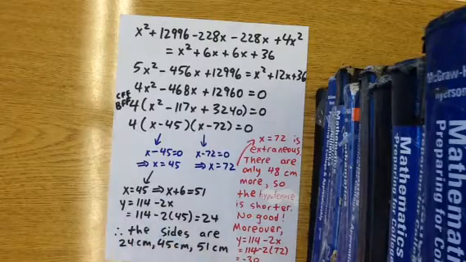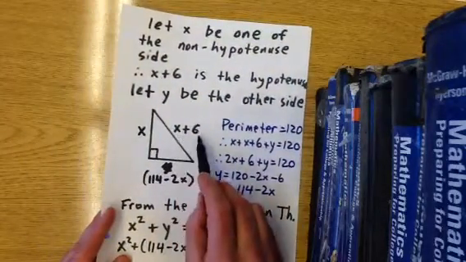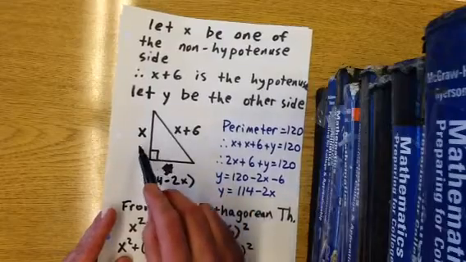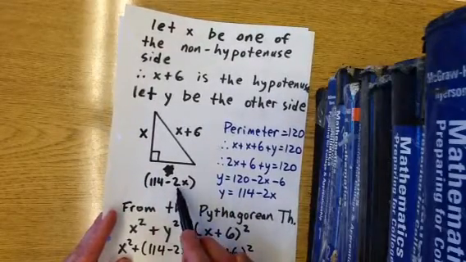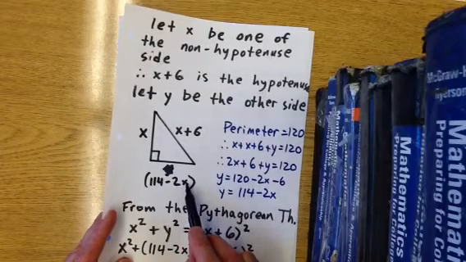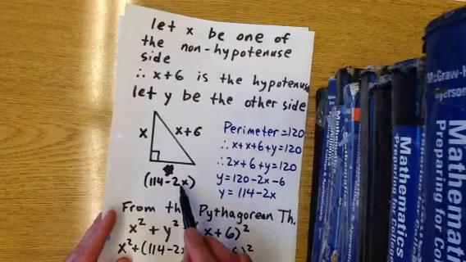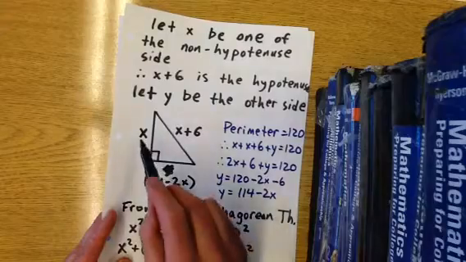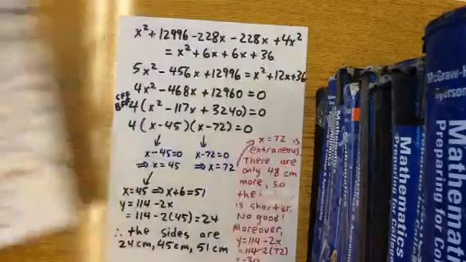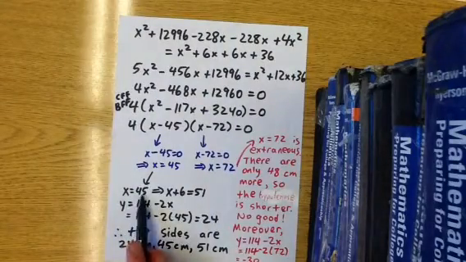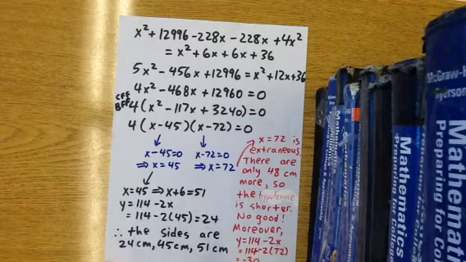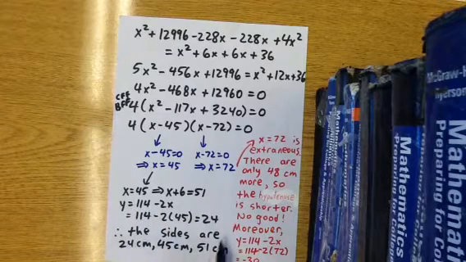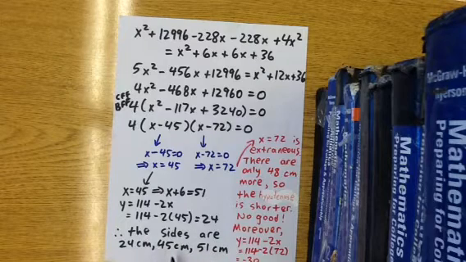If x equals 45, then x plus 6 is 51. We have a 45 and a 51. And if x equals 45, 2 times 45 down here is 90, 114 minus 90 is 24. So we have 45, 51, and 24, and that's valid. So if x equals 45, x plus 6 is 51, and 114 minus 2x is 24, and we can say the side lengths are 24 centimeters, 45 centimeters, and 51 centimeters.